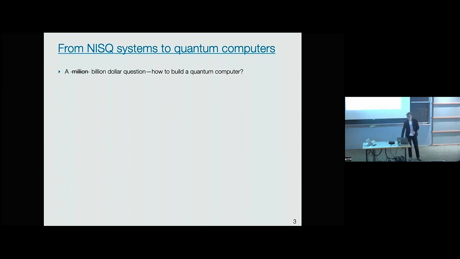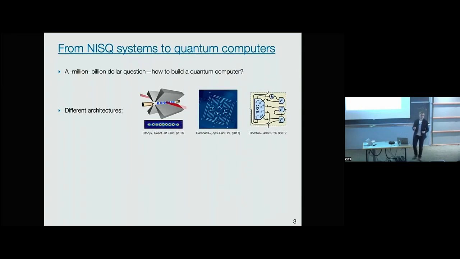And there are many researchers and companies that are actively working on this problem, and there are different paths that are being pursued. And the architectures that people consider are, for instance, trapped ions, superconducting circuits, photonic qubits. Different architectures provide different opportunities, but also come with different challenges. So, for instance, we may have better quality of qubits, better quality of gates, better connectivity, but maybe the system is more difficult to scale up.